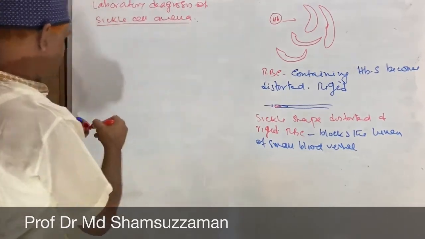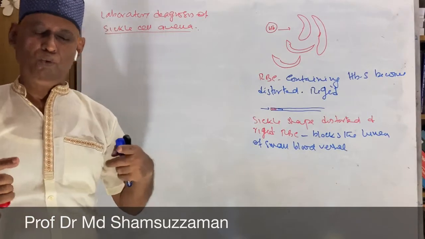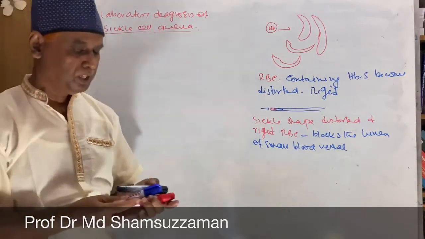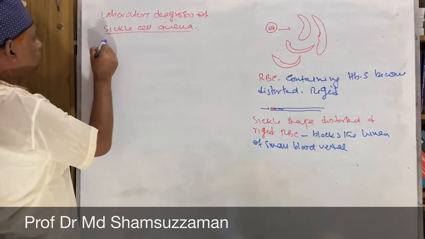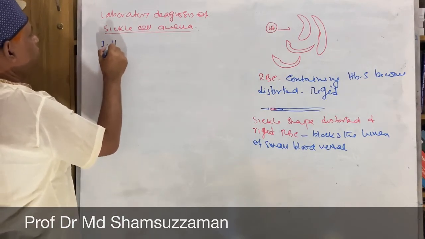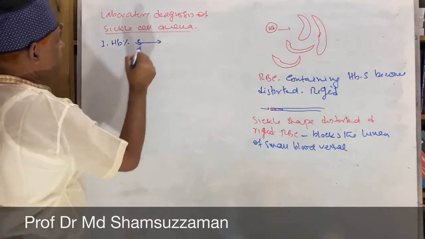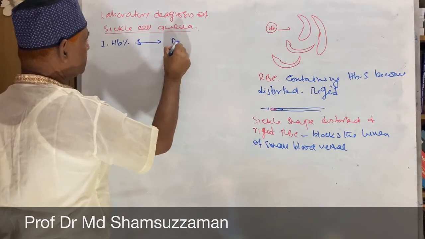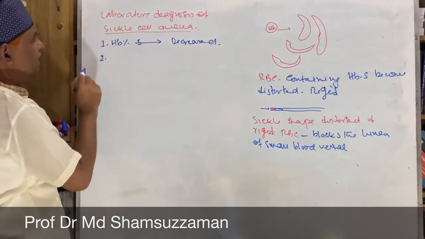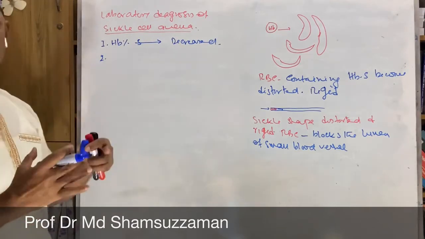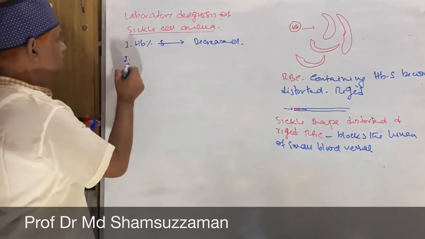Sickle cell anemia. Dear audience, you know if a patient is anemic or not. If we estimate hemoglobin, we can say whether the patient is anemic or not. First, we have to do hemoglobin estimation. Hemoglobin percentage will be decreased. This patient is anemic. So whether it is sickle cell anemia or not, we have to do a test that is called sickling test.